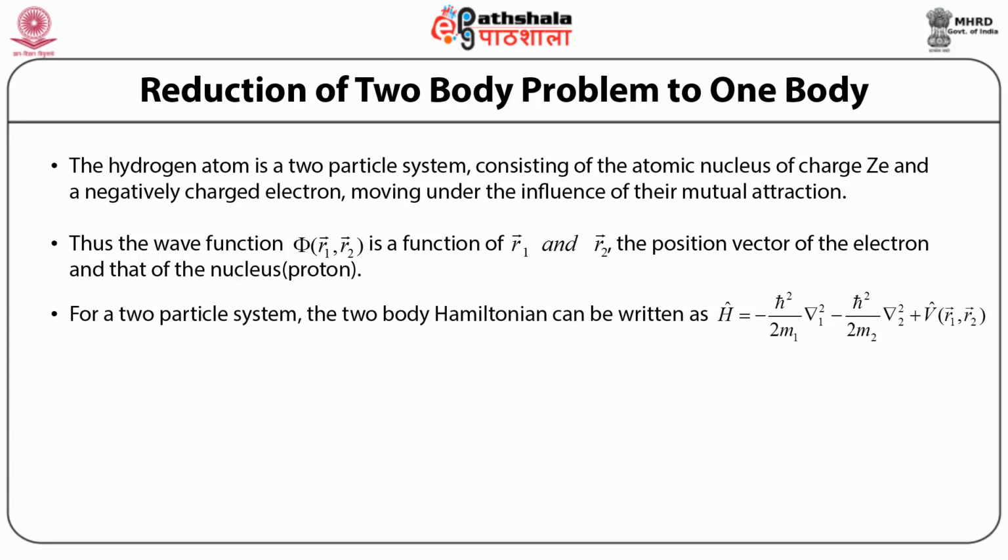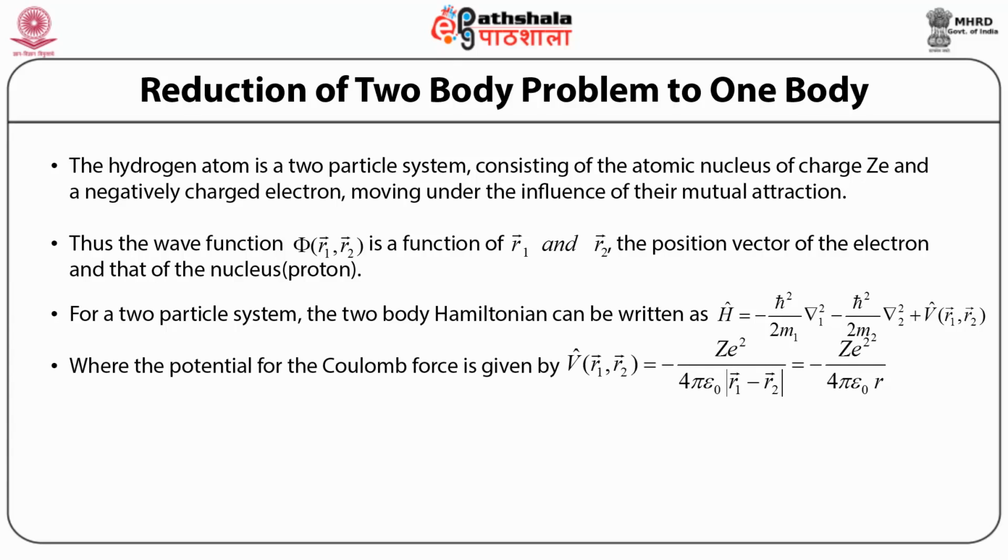So for a two-particle system, the two-body Hamiltonian can be written as H equals minus h-cut squared by 2m1 del1 squared minus h-cut squared by 2m2 del2 squared plus V(r1 vector, r2 vector), where the potential for the Coulomb force is given by V(r1, r2) equals minus Ze squared by 4 pi epsilon naught multiplied by the modulus of r1 vector minus r2 vector, equal to minus Ze squared by 4 pi epsilon naught r, where r is the separation between the two particles, that is the relative coordinate.